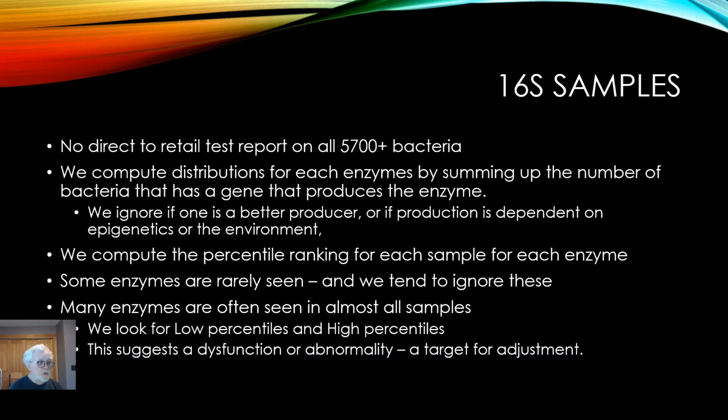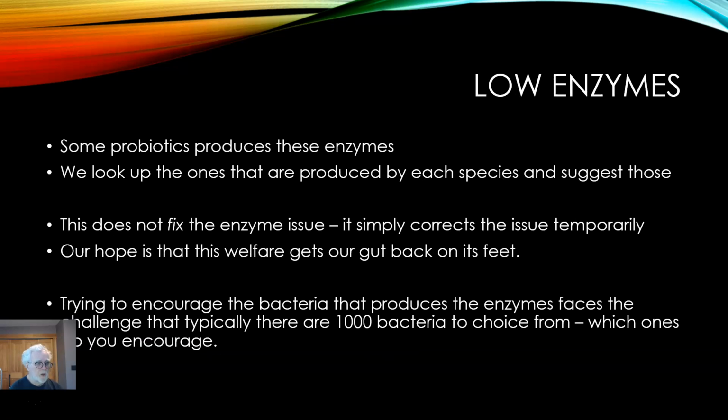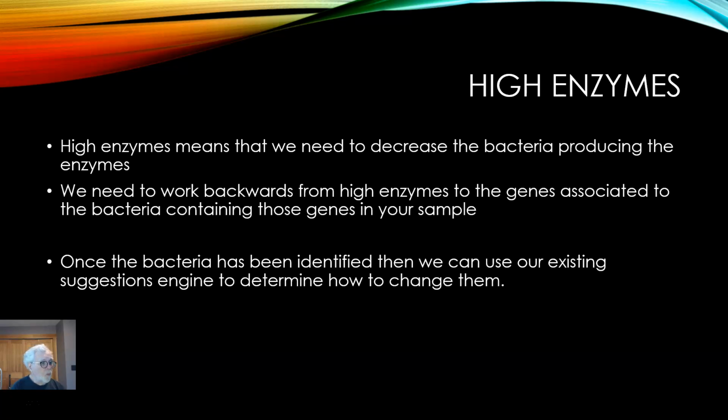What we do is we compute, so we have apples to apples comparisons of how much enzyme is there, and we basically attempt to find high or low values, and high values is 97th percentile and above, low values is 3rd percentile and below. Low enzymes, the only thing we can do is suggest probiotics that would increase it. High enzymes, what we can do is identify the bacteria that are causing the high enzymes, and as a result we can obtain suggestions of how to reduce those particular bacteria in a very, very targeted aspect.